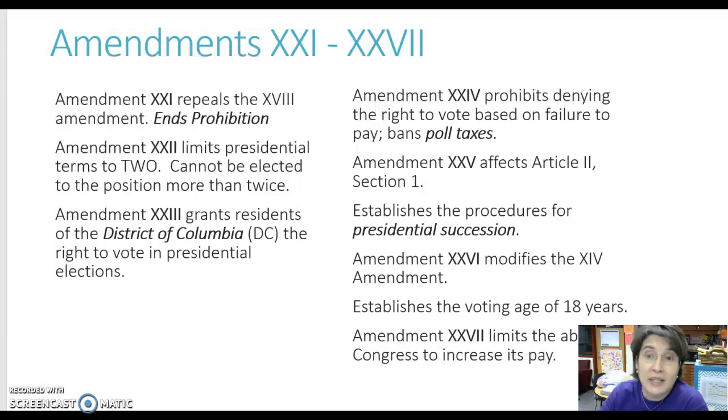So there you go. There's the 27, and many of them may be surprising to you, many of them super important that we rely on every day. And so hopefully that just gives you a better idea of what those amendments look like and how they apply in your everyday life. Thanks for hanging with me.